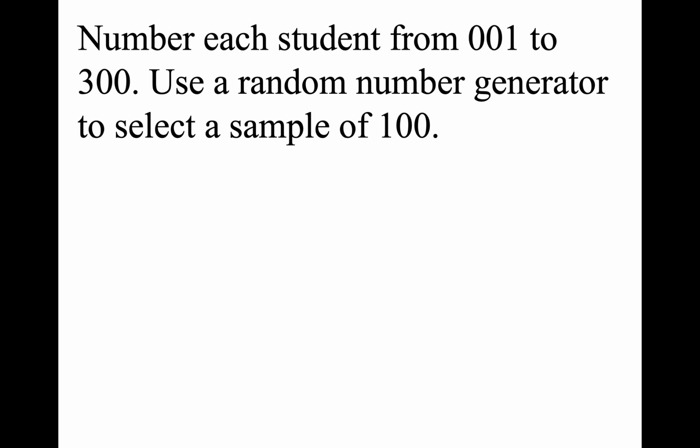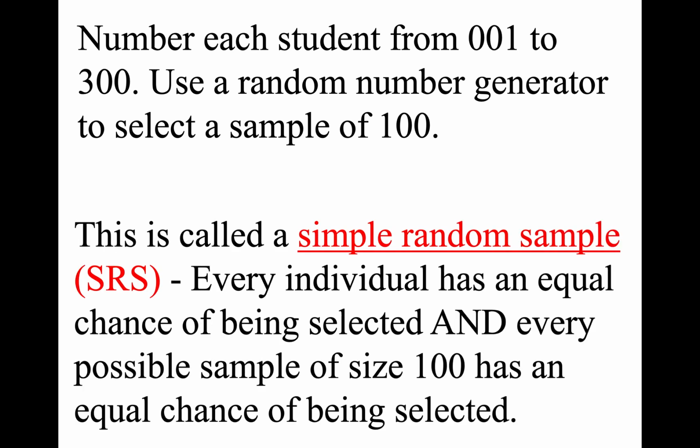Now, if you were doing this with a random number table, you would have to use the digits 001 to 300, and remember, you'd have to throw out 301 to 999. If you're doing this with technology, then you could just go from 1 to 300 and have it randomly select 100 digits. Now remember though that they would not be able to repeat. You would have to throw out repeats, because once a person's chosen, they can't be chosen again.